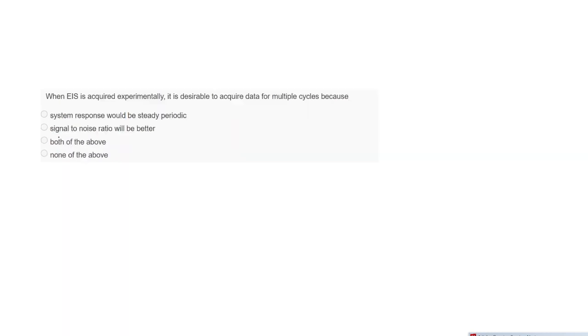When EIS data is acquired experimentally, it is desirable to acquire data for multiple cycles because a system response will be steady periodic, signal to noise ratio will be better, both of the above, none of the above. Option B, better when we are taking multiple cycles. To reduce the signal to noise ratio, you have to average over multiple cycles, and to obtain a periodic response, you will have to wait for some time. So be clear with that.